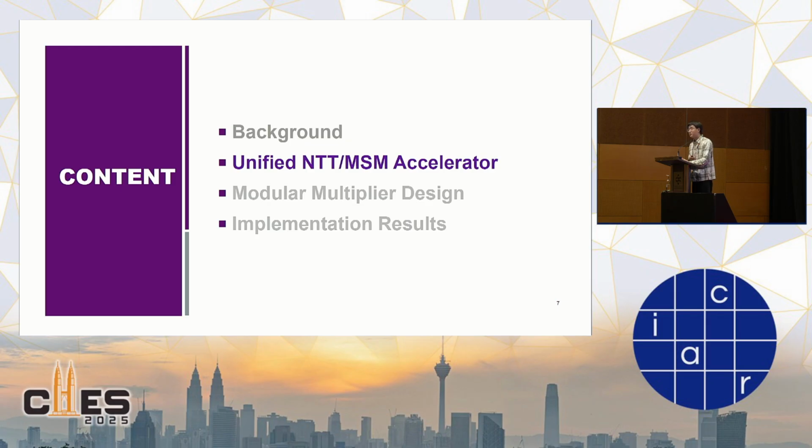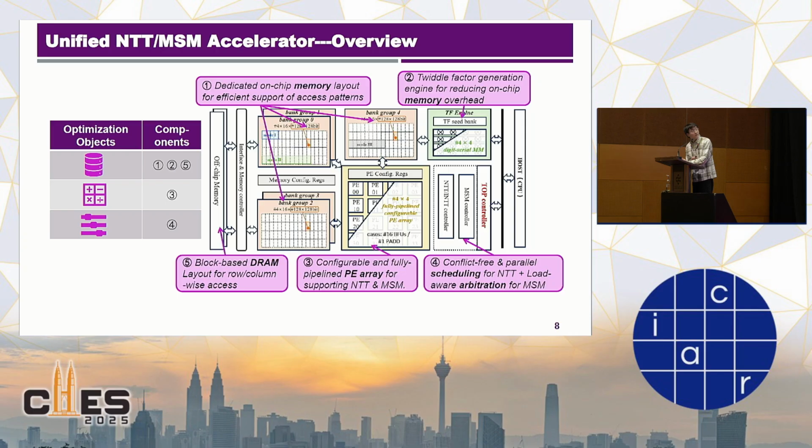Next, I will introduce our unified accelerator in detail. This diagram shows the overall architecture of our ZKP coprocessor, which is optimized from 3 main perspectives, including the memory access, arithmetic operation, and timing scheduling. In terms of the memory access, it includes the dedicated on-chip memory layout and DRAM layout.